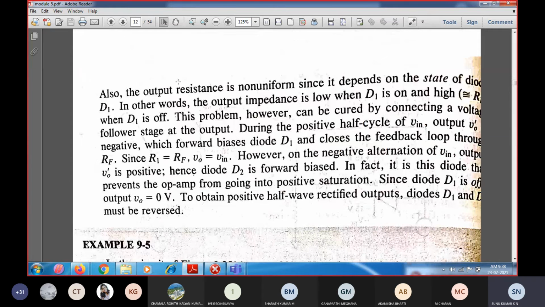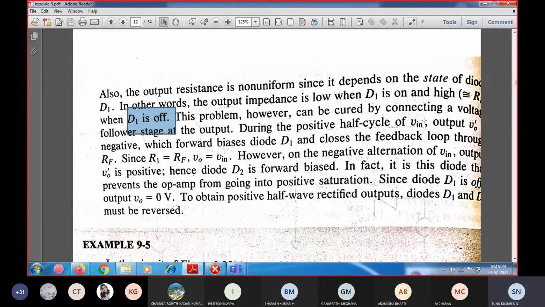You can see the output resistance is non-uniform since it depends upon the diode. In other words, when diode D1 is on, with a high input D1 will be off, and by connecting the voltage follower circuit at the output. This is a voltage follower because the feedback resistance is the same as the input resistance.